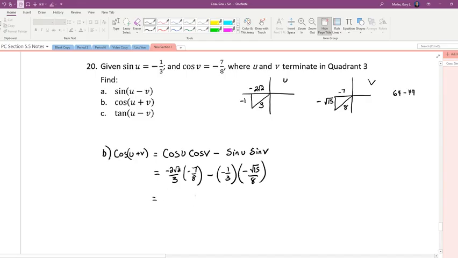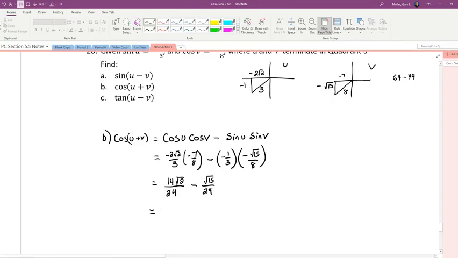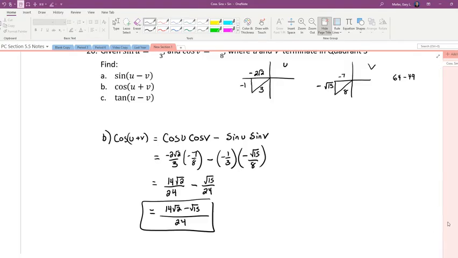So what does that leave us with? Positive, looks like 14 root 2 over 24, which can reduce, minus, 2 negatives make a plus, so it stays minus root 15 over 24, which cannot reduce. So actually, it's a good thing I didn't reduce it yet, because if I want to combine them together, I would have 14 root 2 minus root 15 all over 24. All right. So I'll let you do A and C.